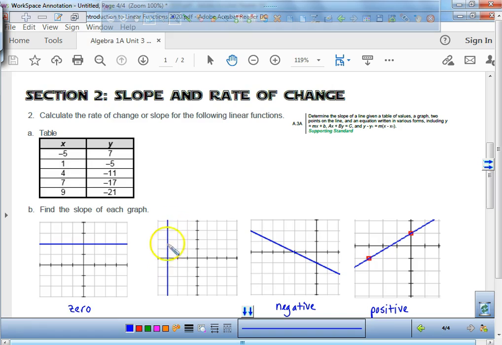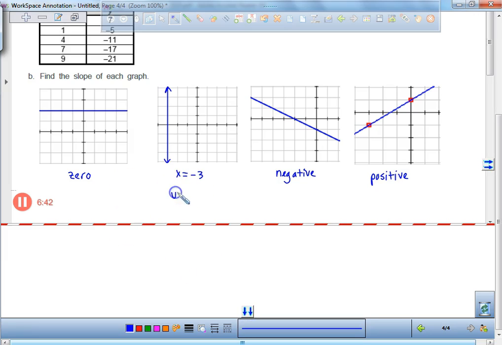Now this one, it doesn't go up from left to right, it doesn't go down from left to right, from left to right, it doesn't do anything. It's a vertical line. Now this is not a linear function, but it is an equation. It's actually the equation x equals -3. And we call this slope undefinable. So we call it undefined. So anytime you have a vertical line, it's going to be undefined.